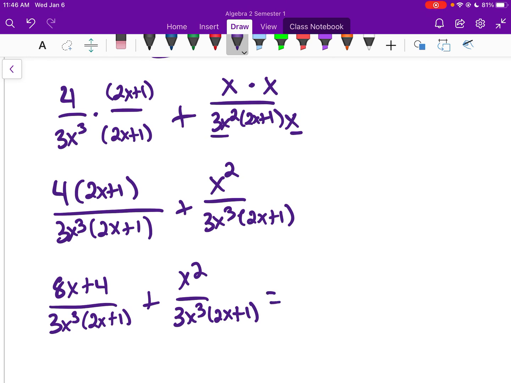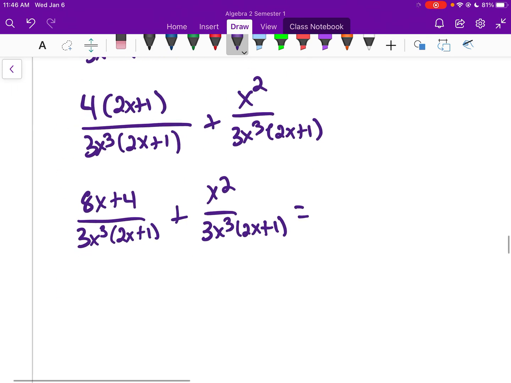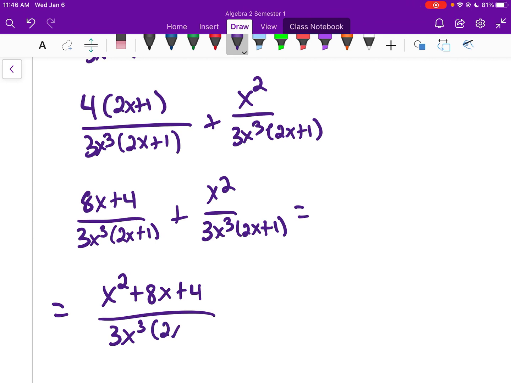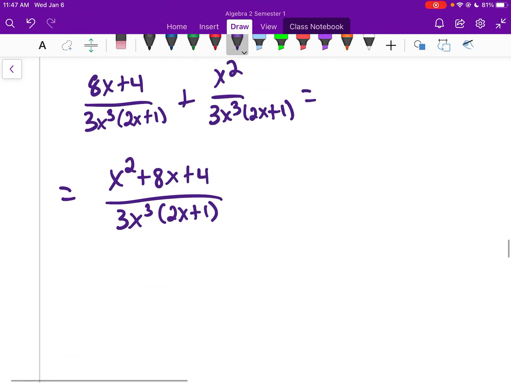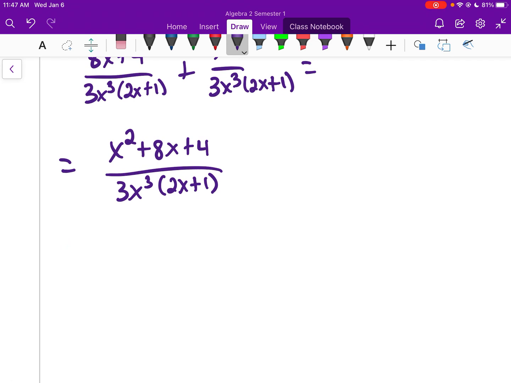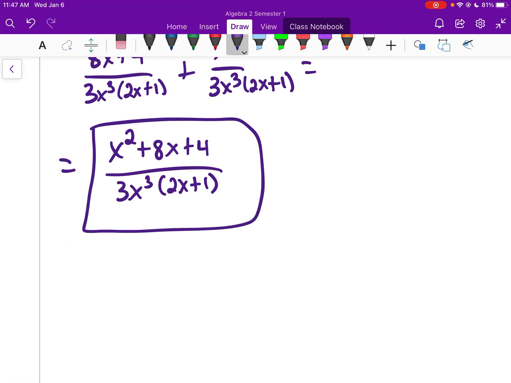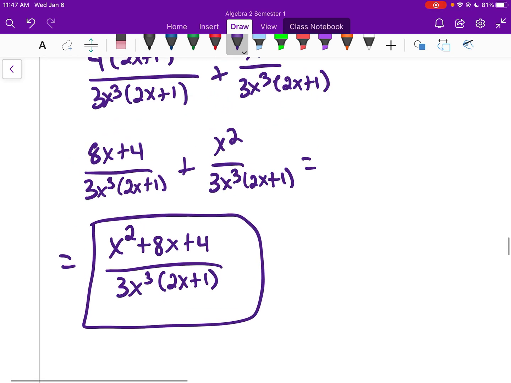Now at this point, again, we have that common denominator. We're actually just going to add. There's no common terms, or no like terms. So when I write this, x squared plus 8x plus 4 over that LCD. Now again, we always need to make sure that nothing factors. x squared plus 8x plus 4 will not factor. Therefore, we are done. So always at the end, make sure you try to factor to make sure it doesn't simplify further.